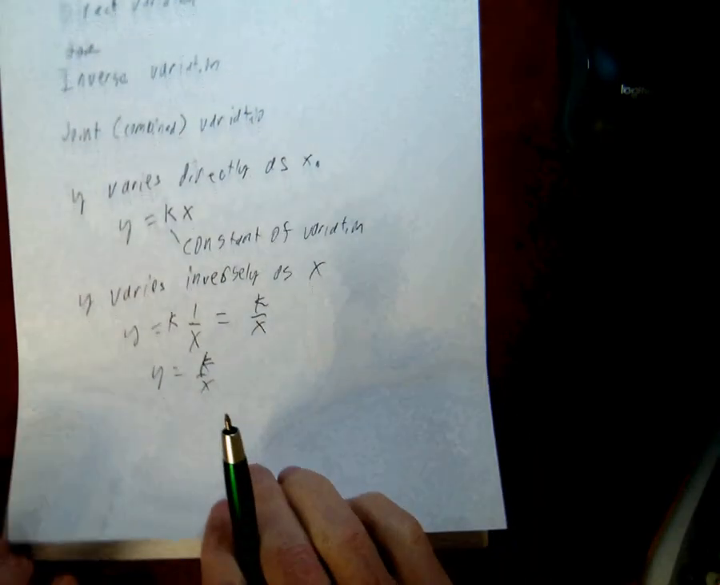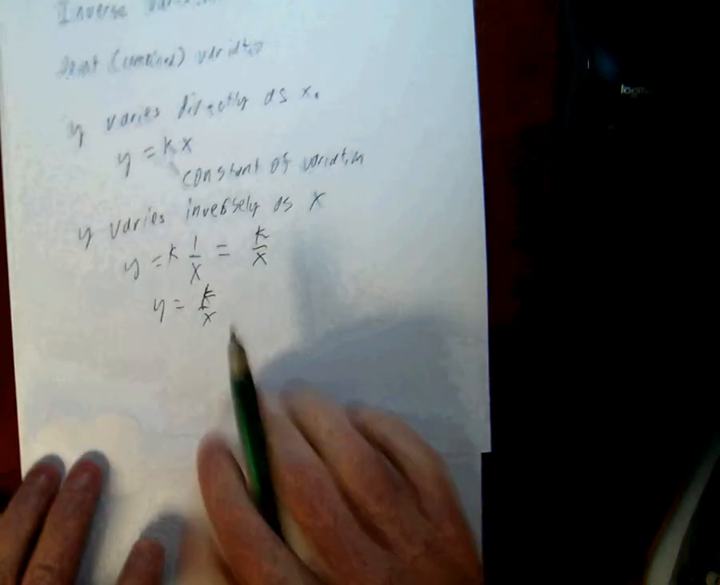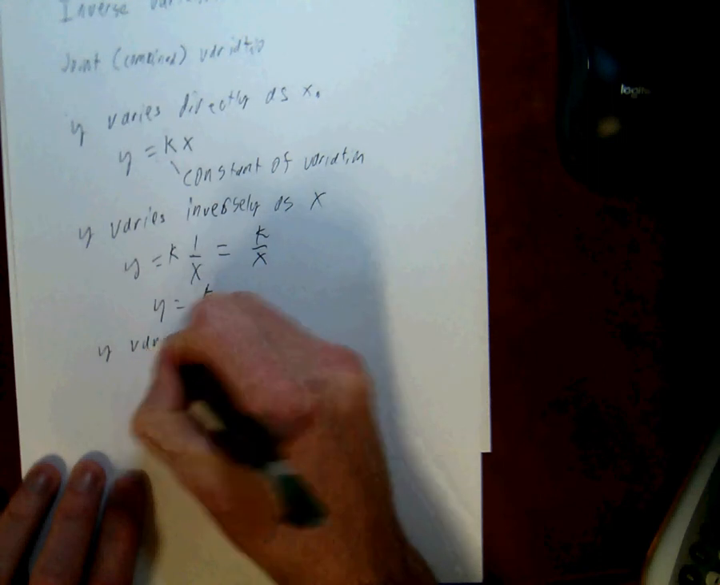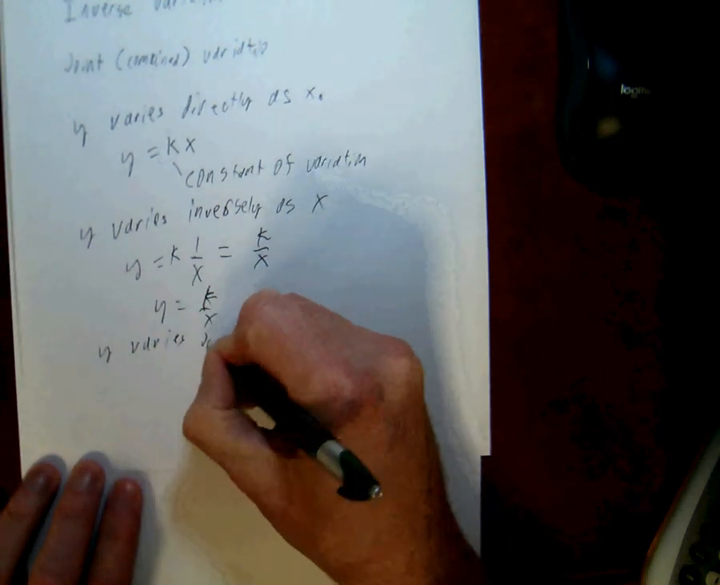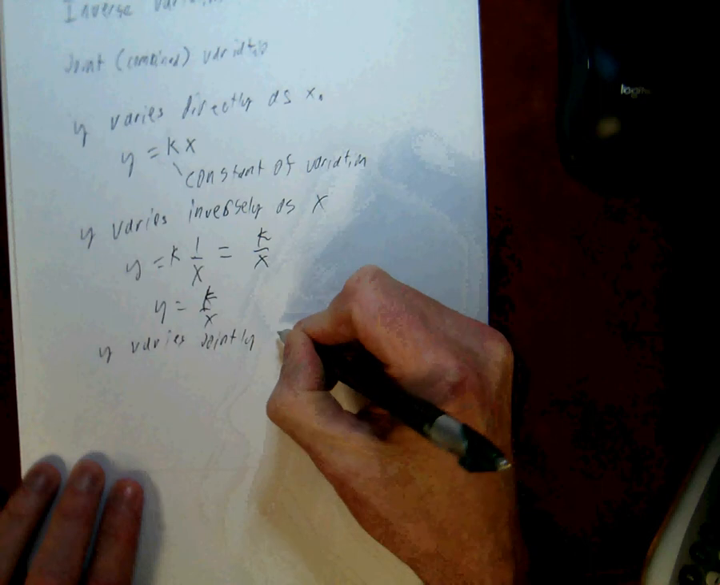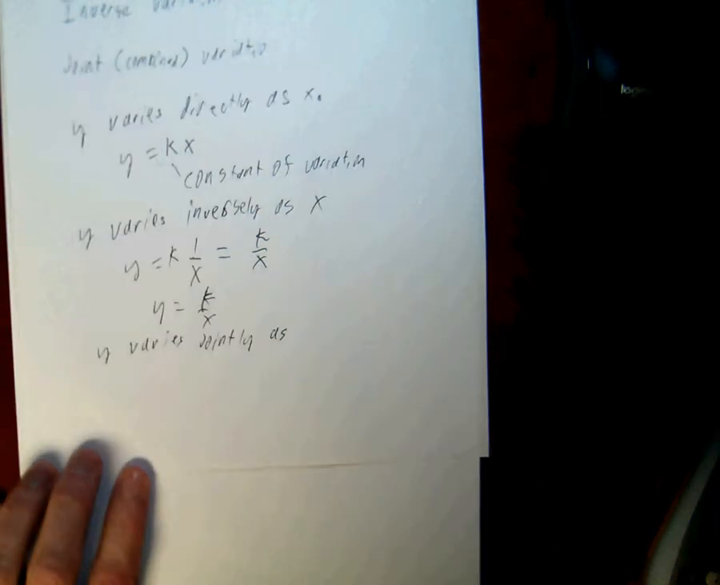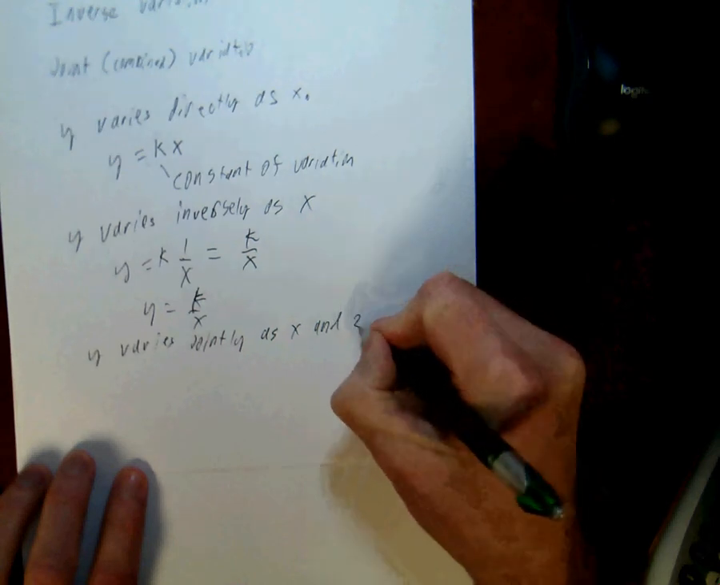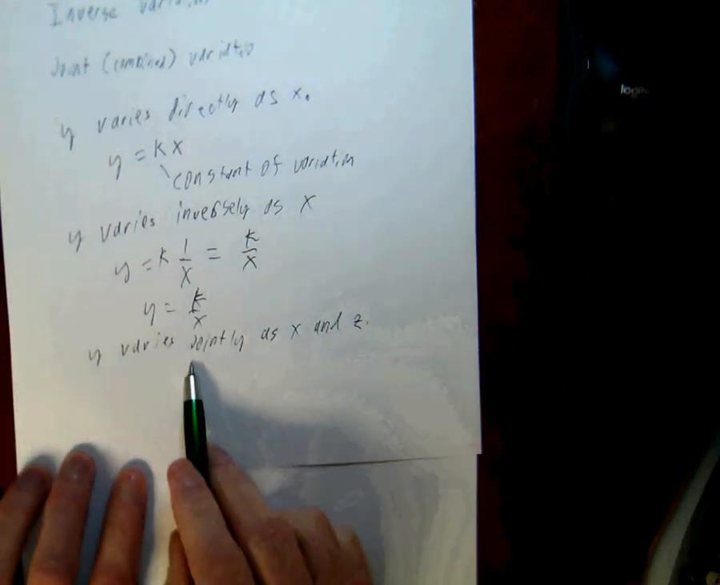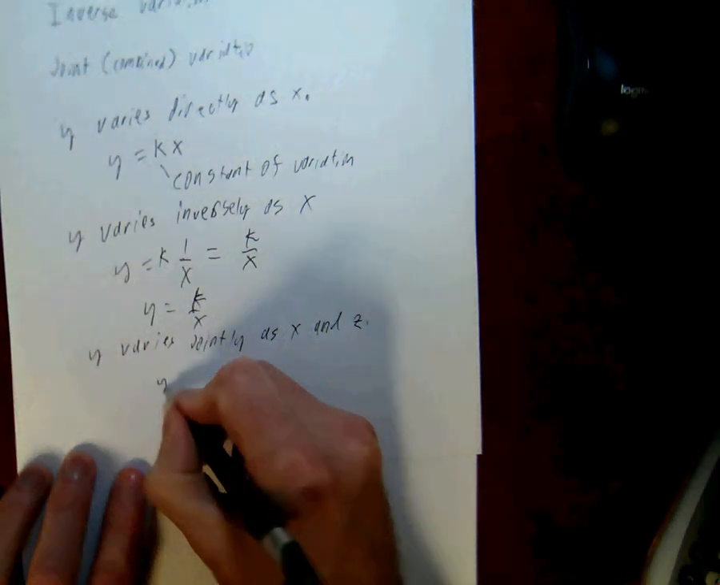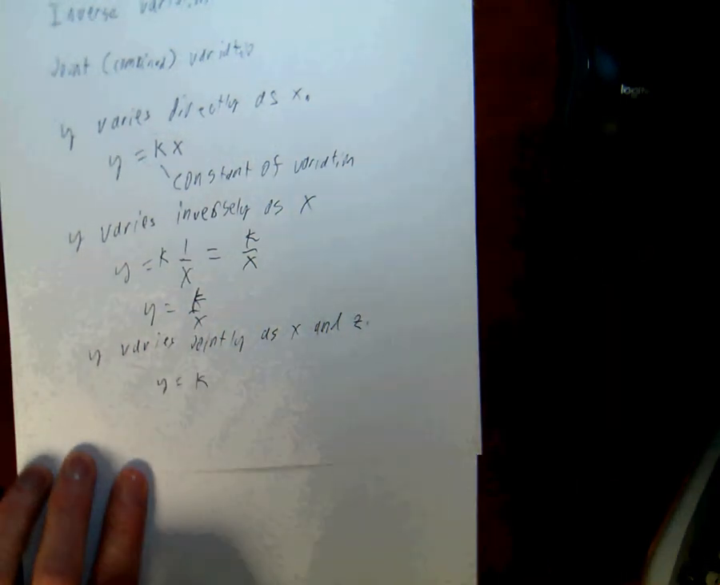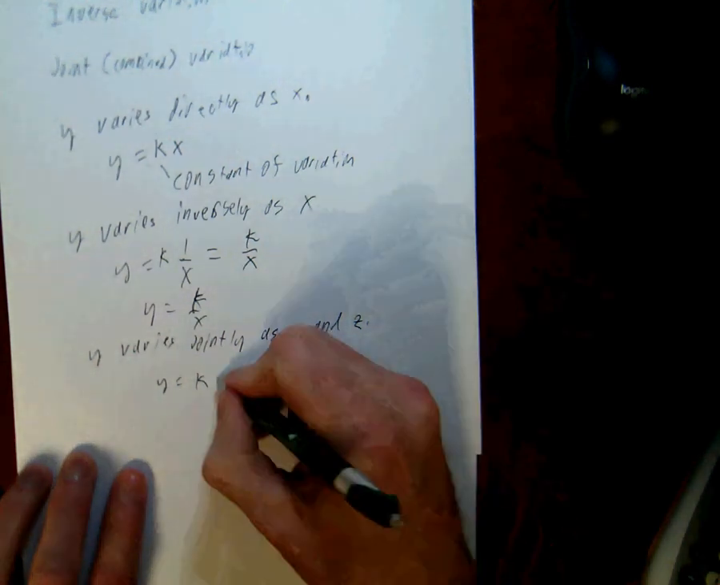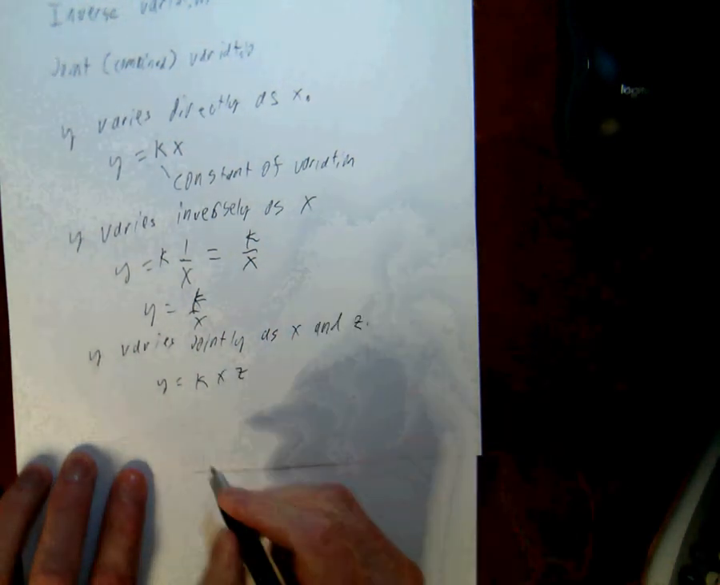And then last, I'm going to write down y varies jointly as x and z. And then when I say the word jointly, then that means I say y is equal to, go ahead and put my k, and jointly that just means I get two things. And so I get my two things, x and z, and I get my equation.